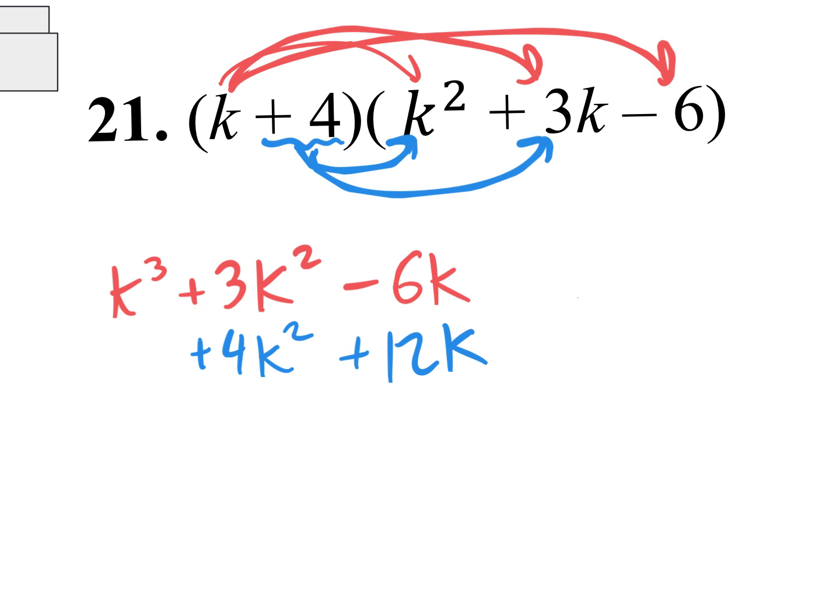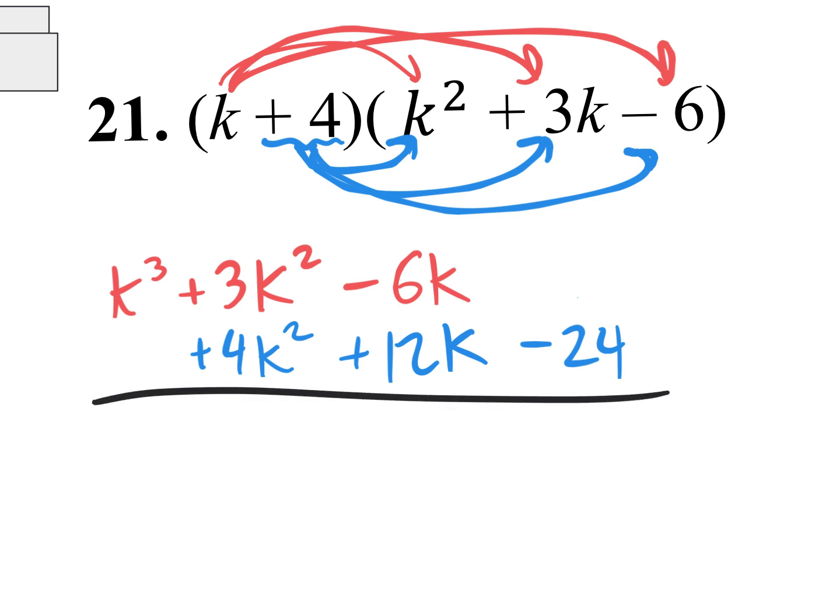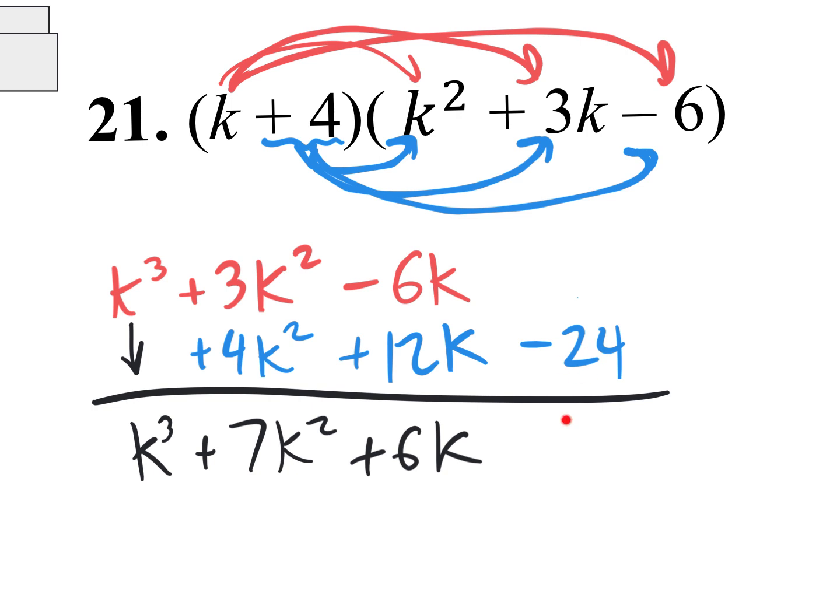k term. And then last but not least, 4 times -6, that's -24, and you just write that at the end. But when you stack them, you have your k squares on top of k squares, k's on top of k's, and it's kind of like linear combinations, right? Where we would combine the lines, the k to the third comes down, the 3 plus 4, that's 7 of those k squares, and you owe 6, you have 12, you're going to have 6 of those k's left over, and the -24 just comes down, and that's your answer.